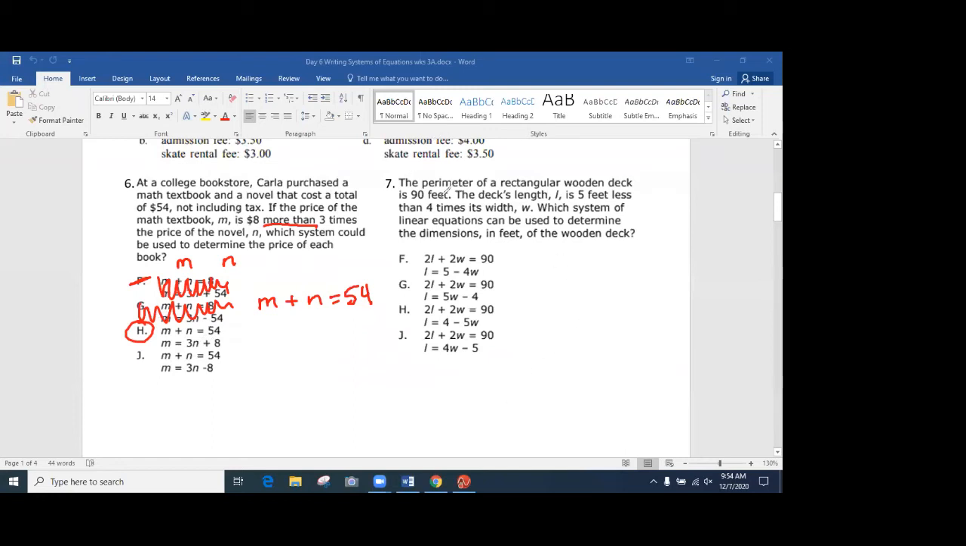All right, so number 7. Well, I take it back. I do think that the two that we did above this, writing the equations, weren't all that bad. They were a lot easier. It just sucked that we also had to plug it in and solve for the answer. But this right here, this was tough. This one right here, I can tell you, anytime you do perimeter is going to be tough. It says the perimeter of a rectangular wooden deck is 90 feet. That 90 is going to be an equals.